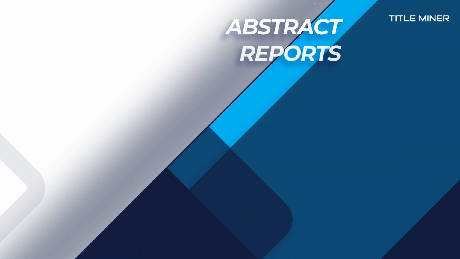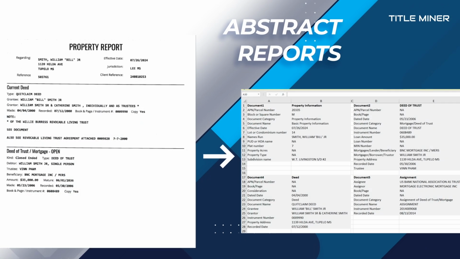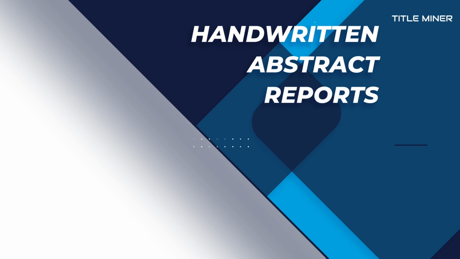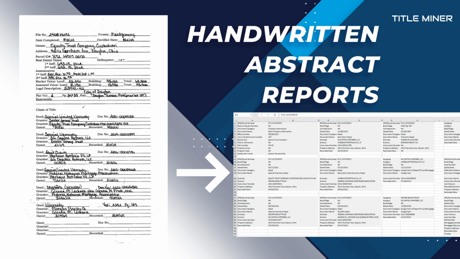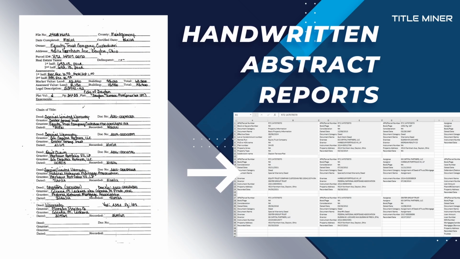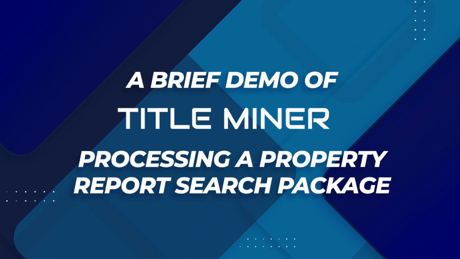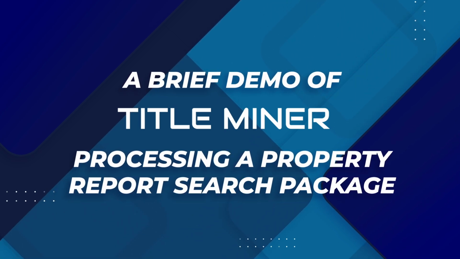In seconds, it extracts key details from title abstracts and property reports, eliminating manual data entry. It even has a high success rate with extracting data from handwritten abstract reports and real estate records. Now, let's see Title Miner in action. Watch how fast it processes real documents.